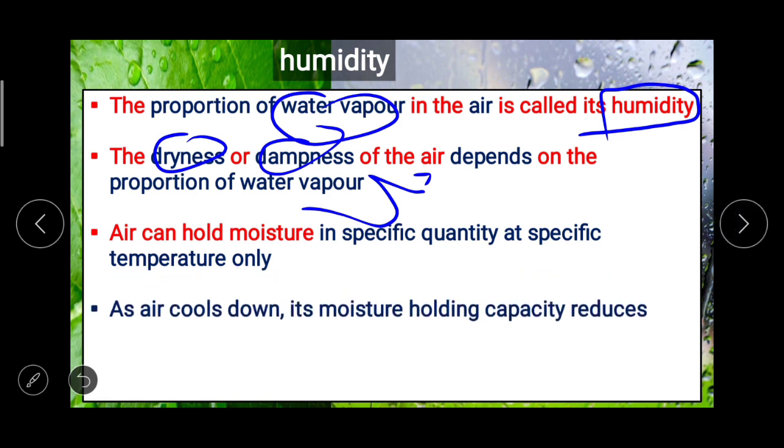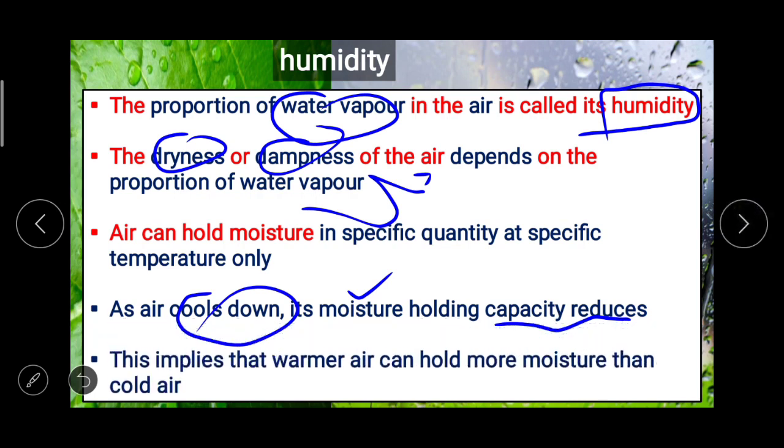As air cools down, its moisture holding capacity reduces. It means temperature is the factor which is very important in humidity. This implies that warmer air can hold more moisture than cold air. So again, I am repeating: temperature is the main factor which plays an important role in humidity.